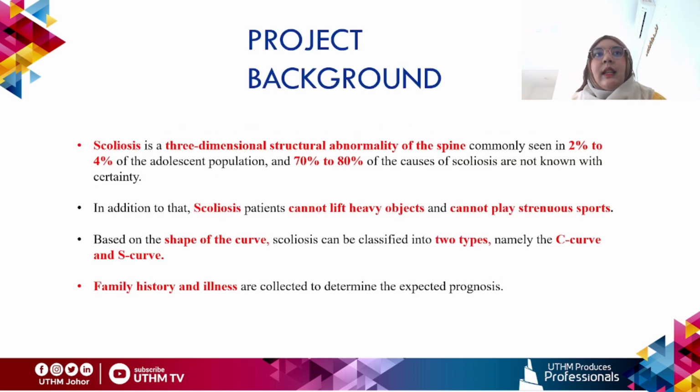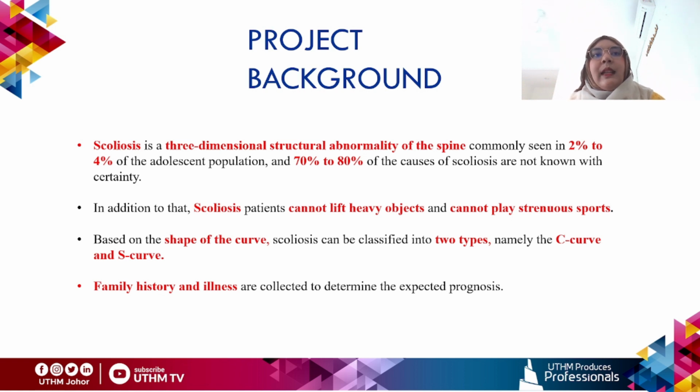Scoliosis is a three-dimensional structural abnormality of the spine, commonly seen in 2% until 4% of the population, and 70% until 80% of the causes of scoliosis are not known with certainty. In addition, scoliosis patients cannot lift heavy objects and cannot play strenuous sports. Based on the shape of the curve, scoliosis can be classified into two types, namely C curve and S curve.